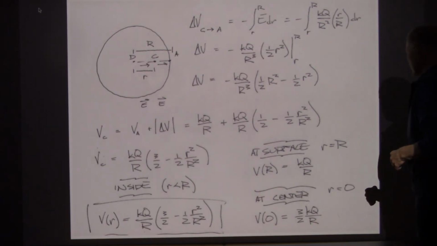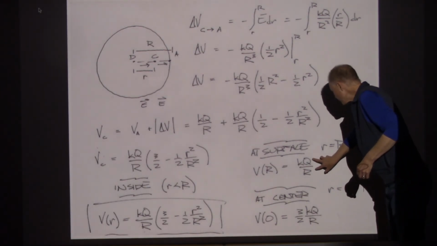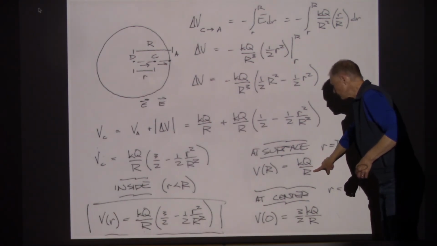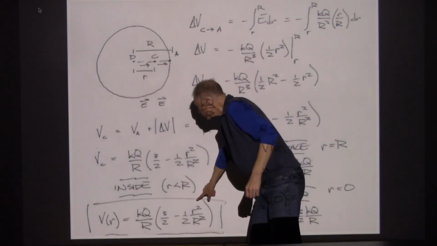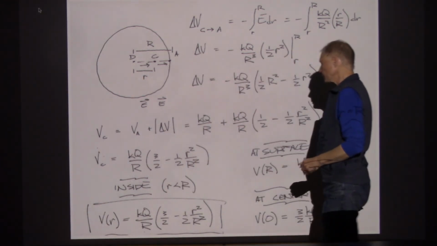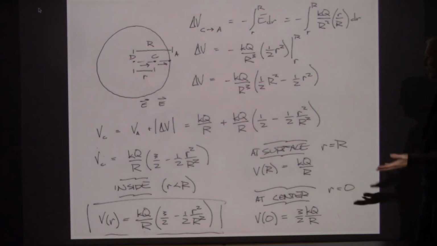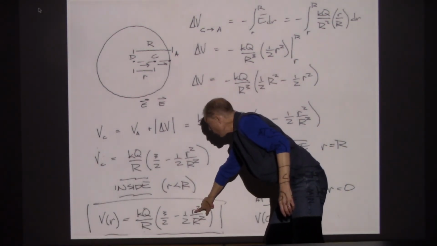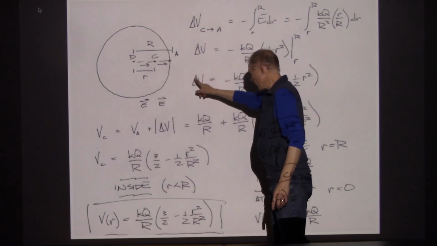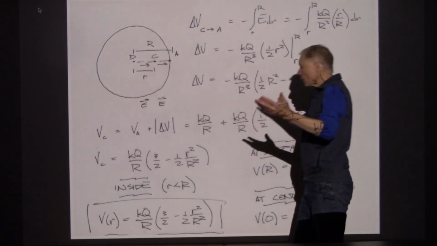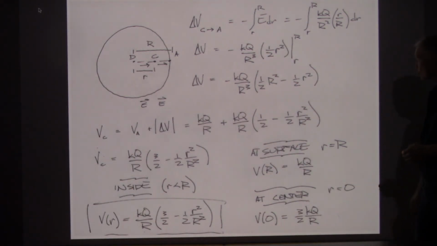What it tells us is, again, at the surface, the electric potential will be kq over big R. But as we move inside, the formula is more complicated. Now, what would the potential be right at the surface? Well, at the surface, little r equals big R, and this would be 3/2 minus 1/2. I'm getting the right formula at the surface.